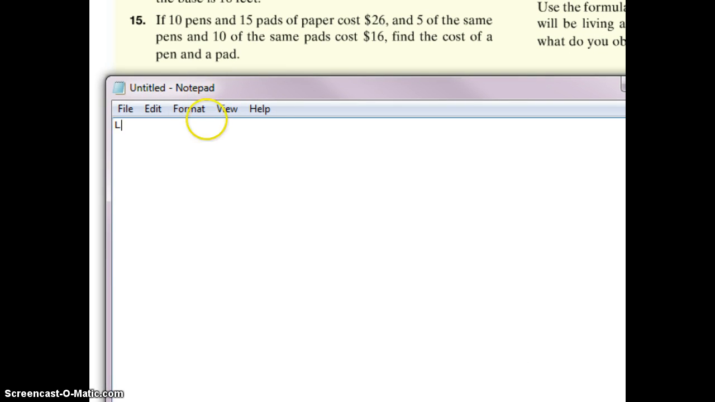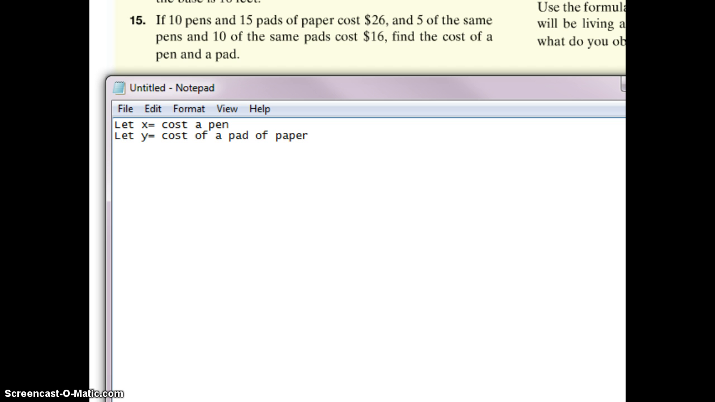So what we first want to do is define our variables. So we need to have the cost of a pen. Let's let that be x, and let y be the cost of a pad of paper. Okay, those are going to be our two unknowns. That's what we're trying to find, the cost of a pen and a pad of paper.